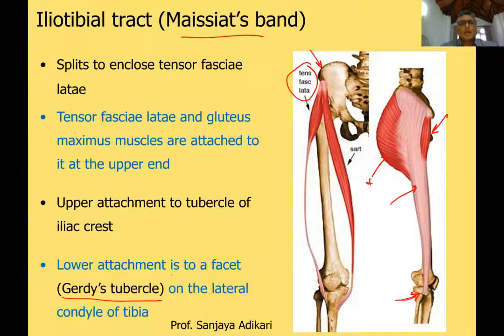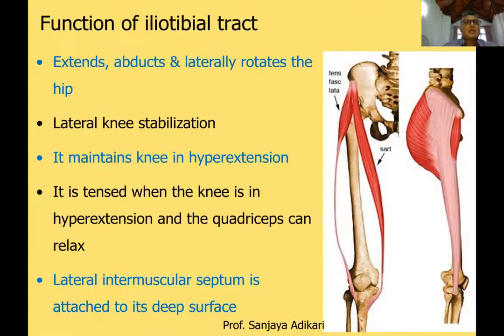condyle of tibia. And at the hip joint, the iliotibial tract helps to extend, abduct, and laterally rotate the hip joint, and it stabilizes the knee joint laterally because it passes lateral to the knee joint, and helps to maintain the knee in hyperextension. And when the knee is hyperextended, the iliotibial tract is tensed.